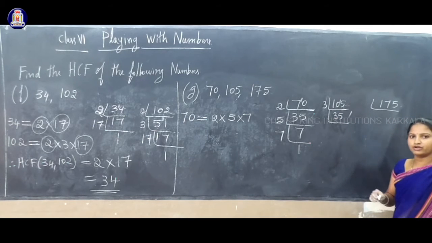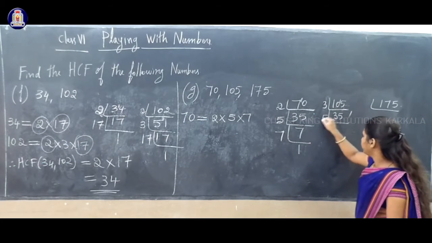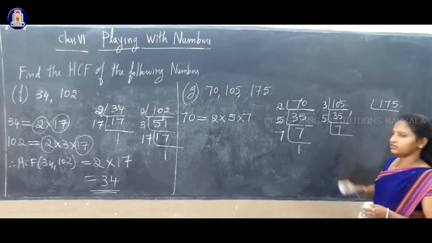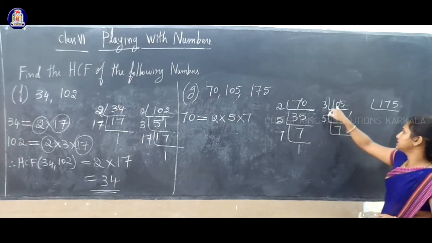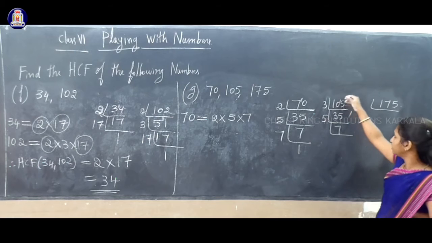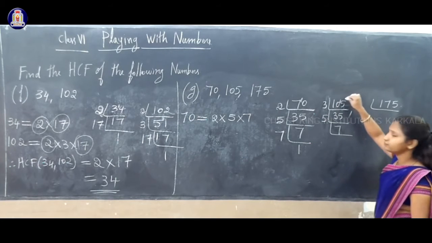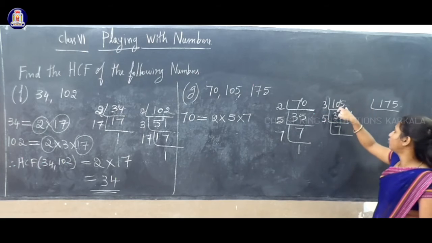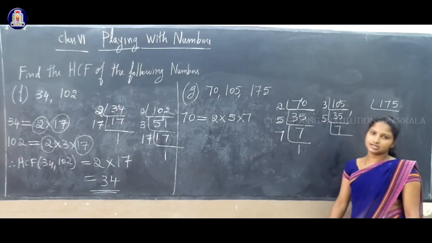Now for 35, which table divides? The 5 table divides. 5 sevens are 35. Clear? So 3 3s are 9, and in the 10 one is remaining, right? So you must write that here, and it will become 15. 3 how much are 15? 3 5s are 15.